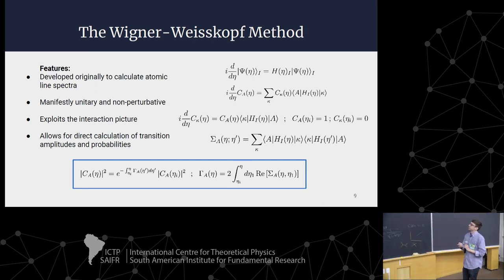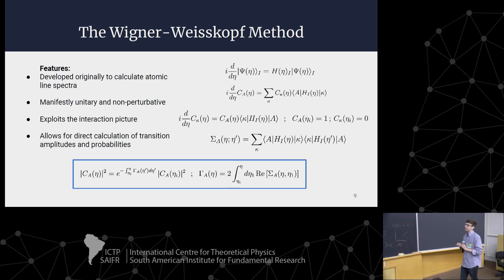It works very simply. So just to advertise its features, it's a unitary method. It's a non-perturbative method. It requires the interaction picture. Despite the fact that it's non-perturbative, it still requires small couplings. Okay, and it allows you to directly calculate the transition amplitudes and probabilities.